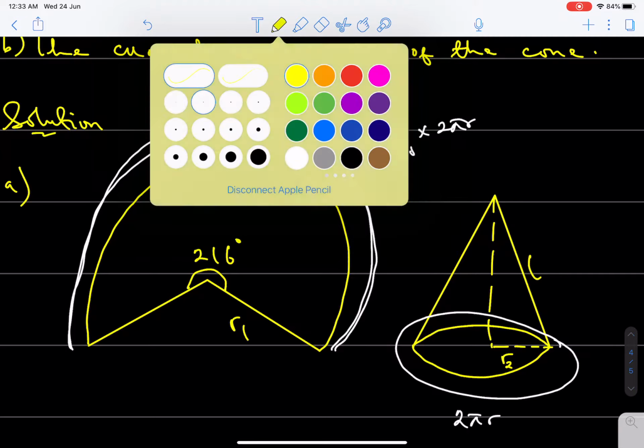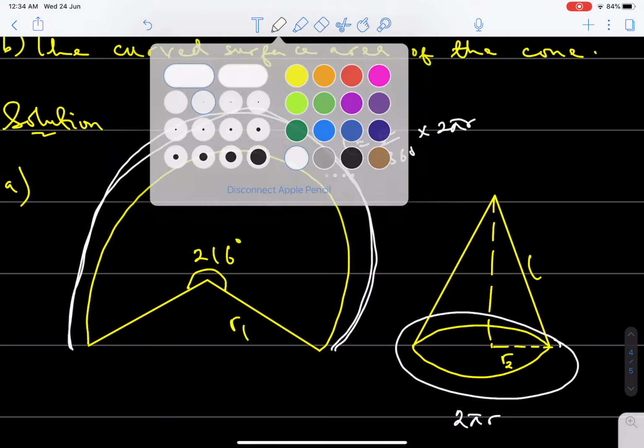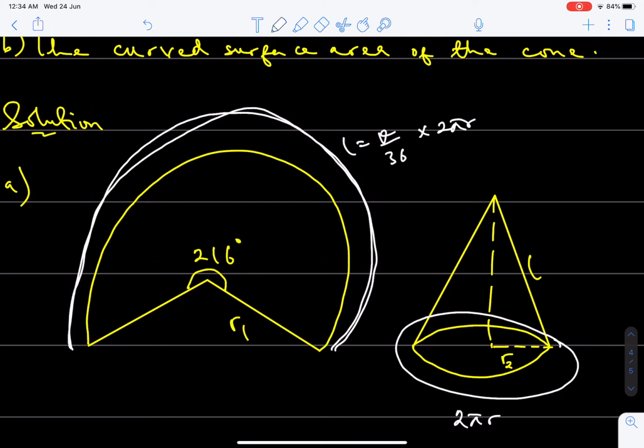So that fact is very, very important. You have to always remember that whenever a sector is folded into a cone, the circumference of the base of the cone is the same as the length of the arc of the sector. If you try that yourself, you'll see it is quite true, by cutting a sector out of a circle and folding it to form a cone.